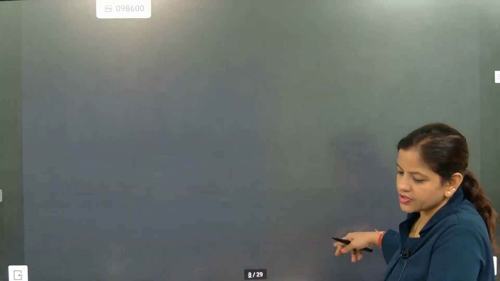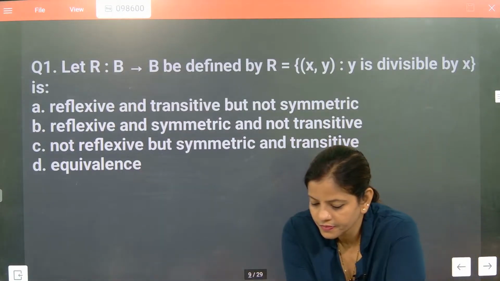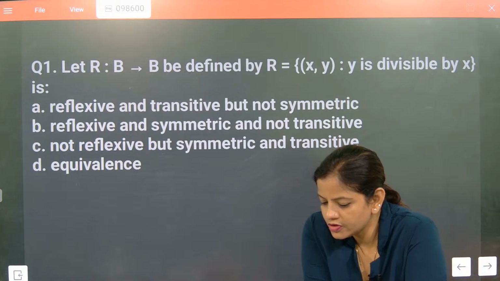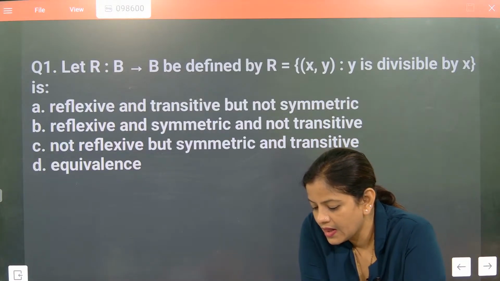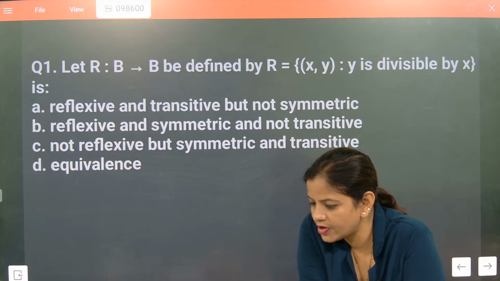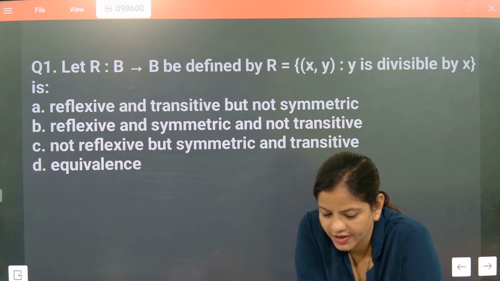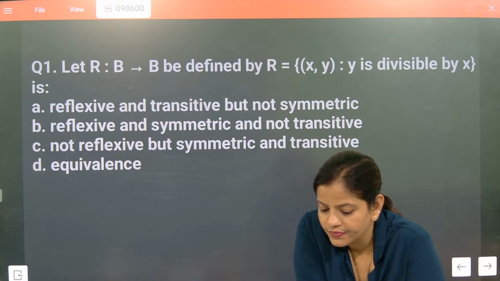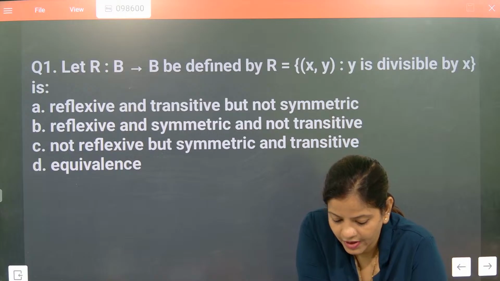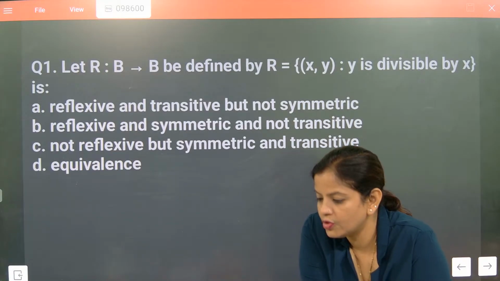The first question. A relation R from A to B is defined by Y is divisible by X. What is the statement coming as? Y is divisible by X. We are talking about only B.